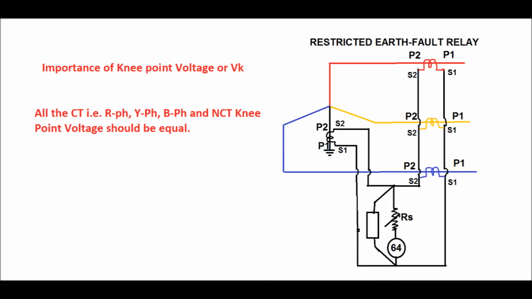So all the S1 terminals of the secondary circuit of the phase and neutral CTs are connected together, and all the S2 terminals are connected together to feed the restricted earth fault relay shown in this diagram. So the knee point voltage for all the phase CTs and the neutral CT shall be the same for the REF relay.